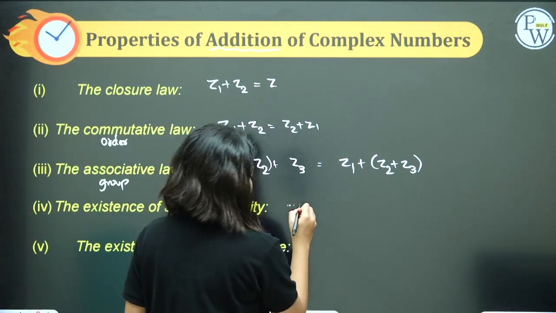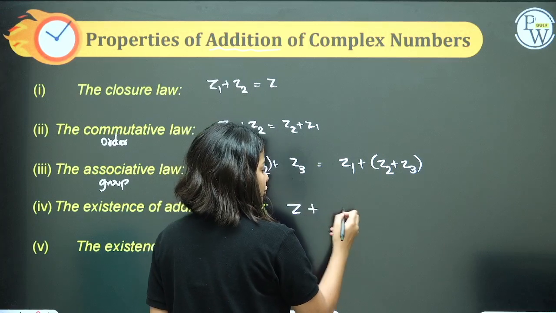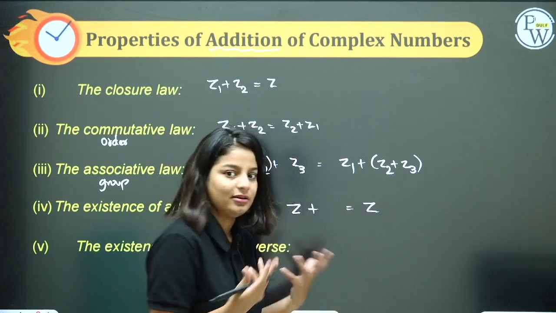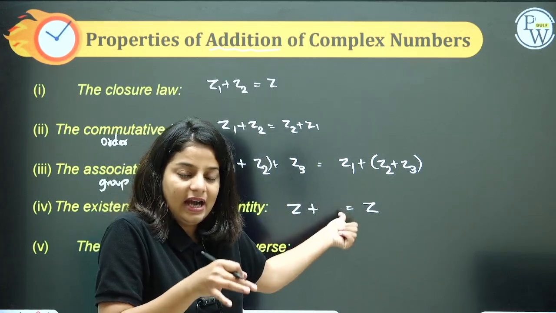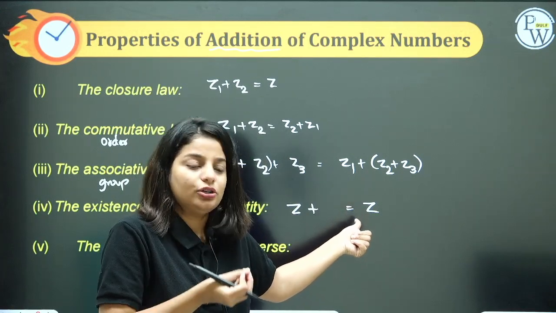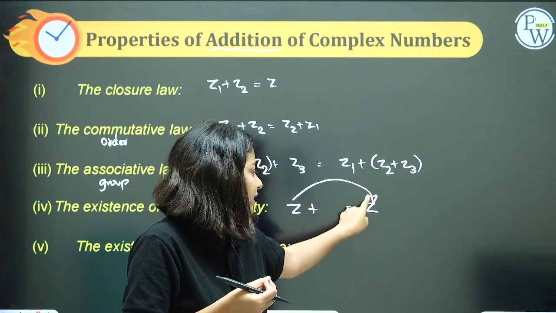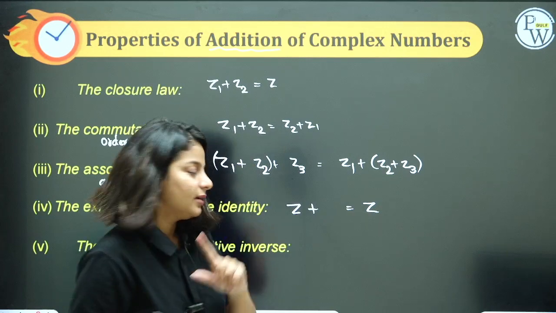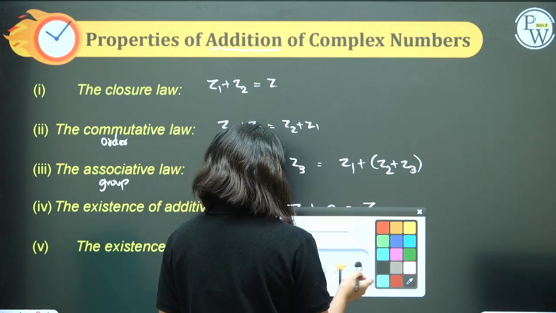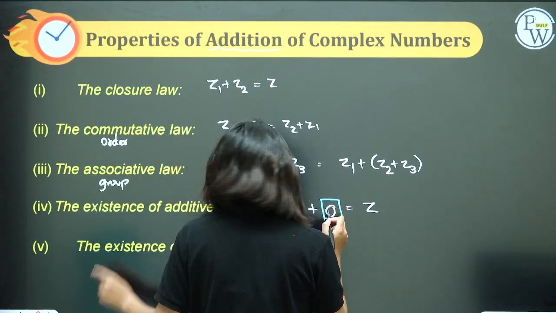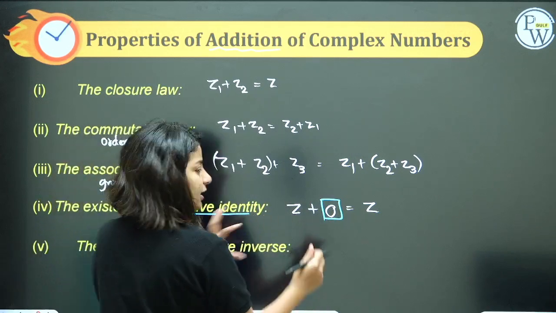Existence of additive identity. That means what should be added to Z in order to get Z. Additive means add. Identity means what should be added to get identical thing out. Right, 0. So 0 is called your additive identity. What is the additive identity of a complex number?